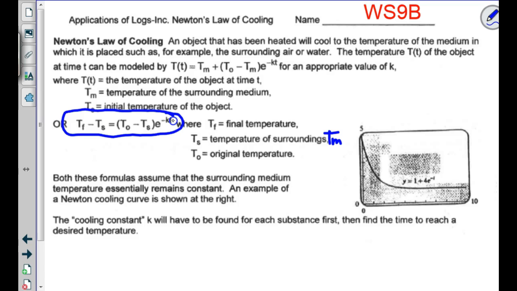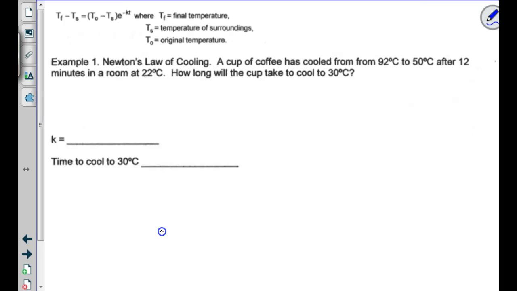All right, so this is Newton's law of cooling. The cooling constant K we will have to find, and then we're going to plug it back in. So this is a two-step process. For this first example, please be paying attention because we're not going to have a lot of time to do a million of these before the quiz. A cup of coffee has been cooled from 92 to 50 after 12 minutes in a room that's 22 degrees Celsius. How long will the cup take to cool to 30? This is part 2 of the question. We do not use this until later.